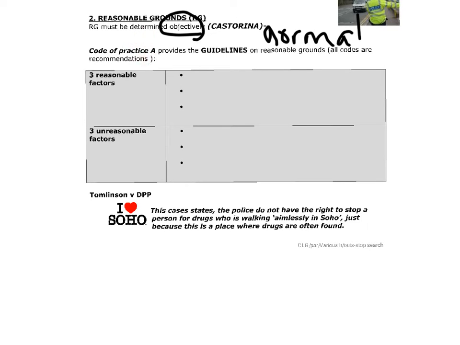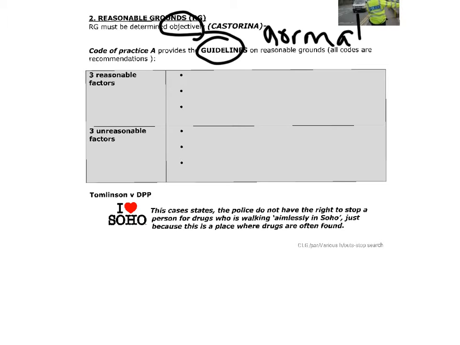Now, each code letter relates to a particular area. So here we've got Code of Practice A. This is what governs the guidelines for stop and search. Now, they are only guidelines and recommendations, so technically they don't have to be followed. And that's the negative side there, that because it's a guideline, we don't have to follow it.